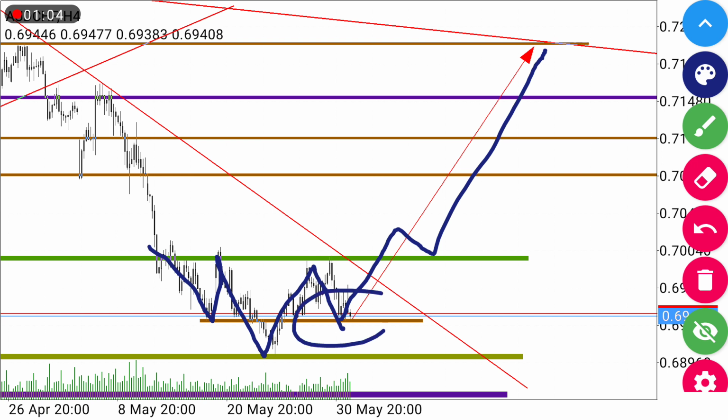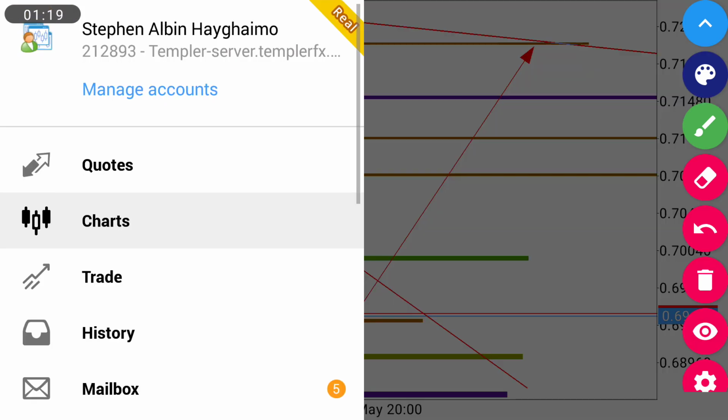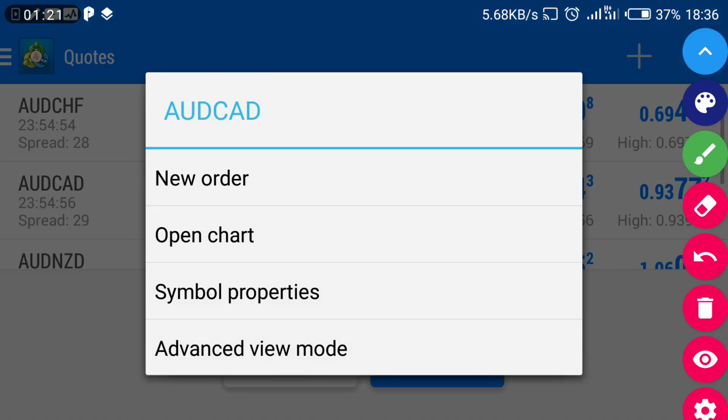This is where we'll be looking for our entry point: the first area when the market opens, and the second entry here, and our target will be there. Yep, this is AUD CHF on the H4 time frame, and we'll be looking for a bullish direction. Another pair we'll be looking at for the coming week is AUD CAD.